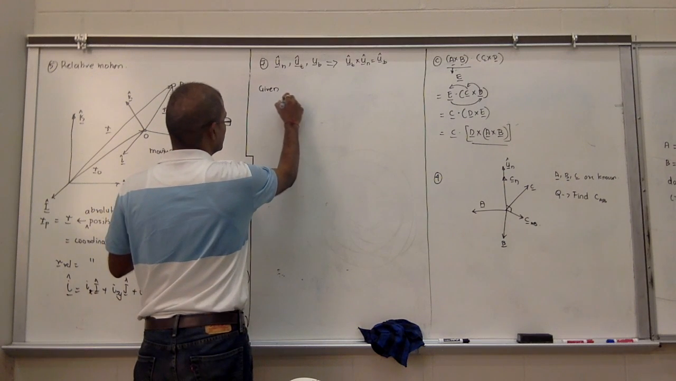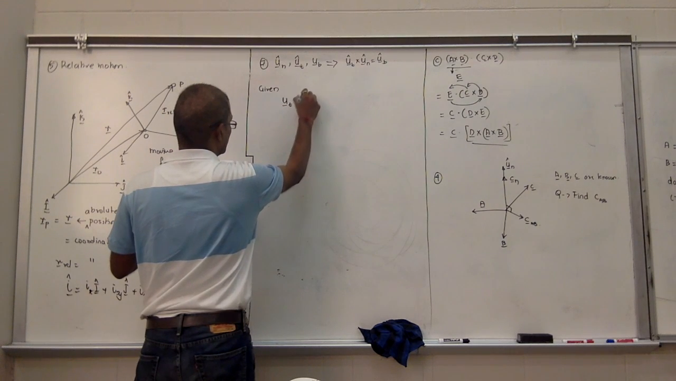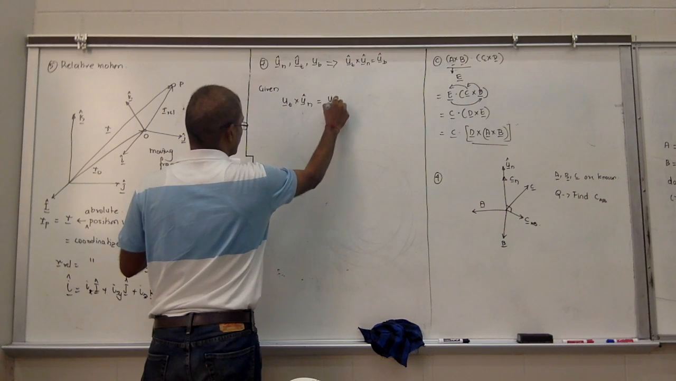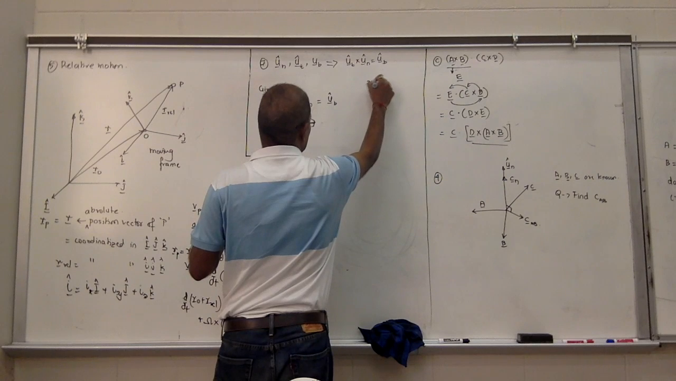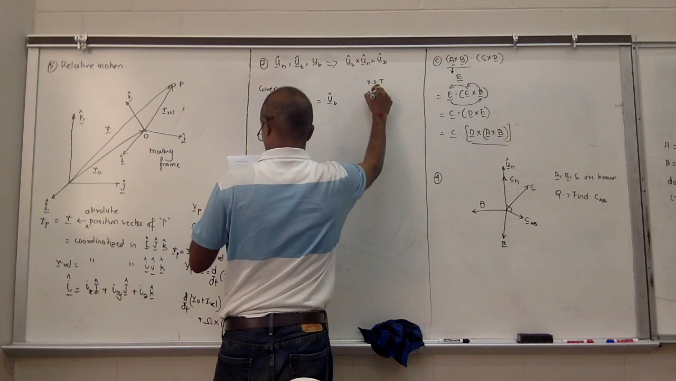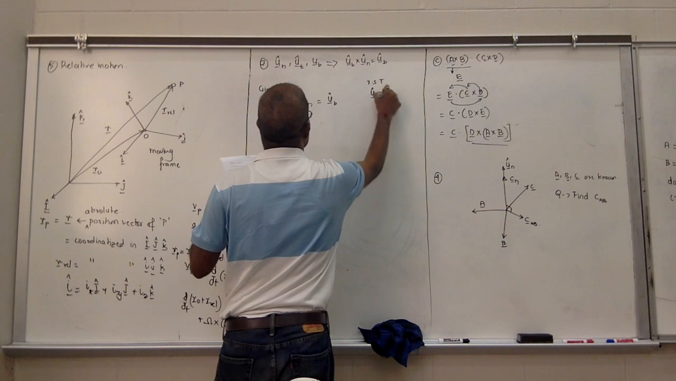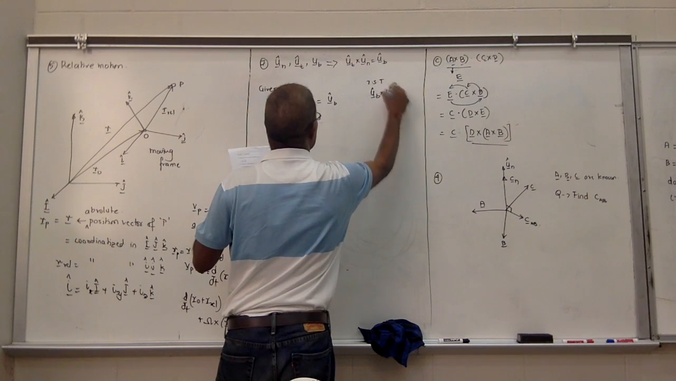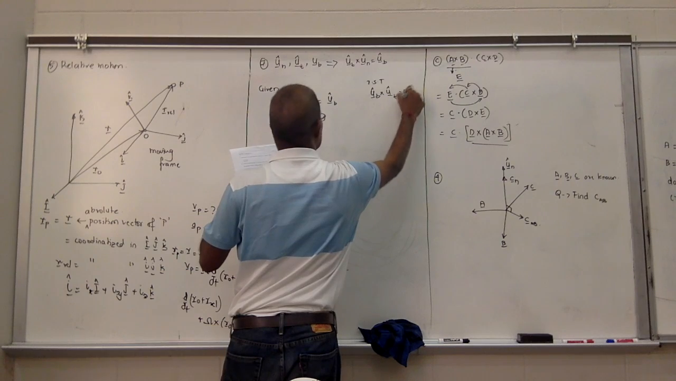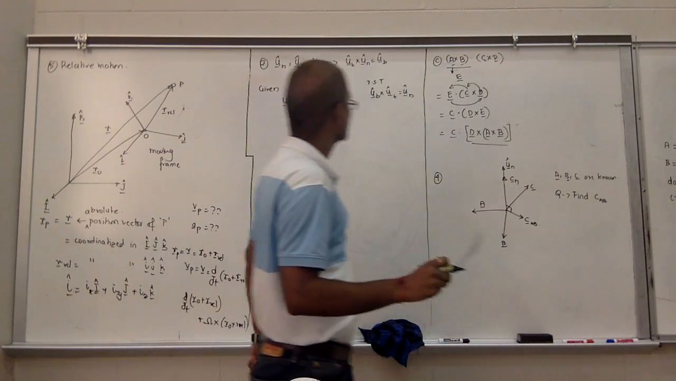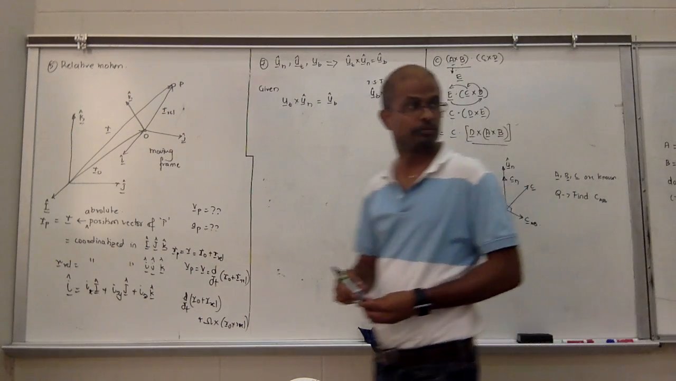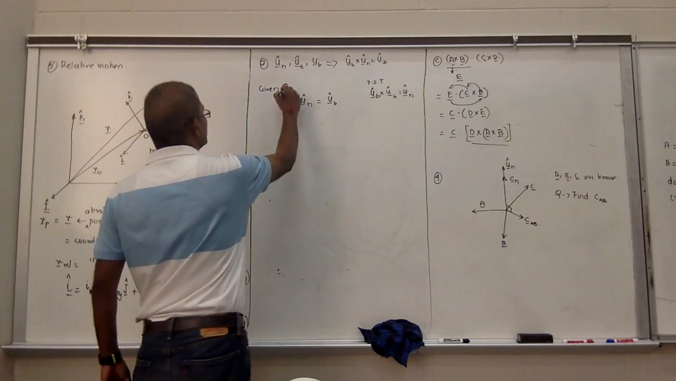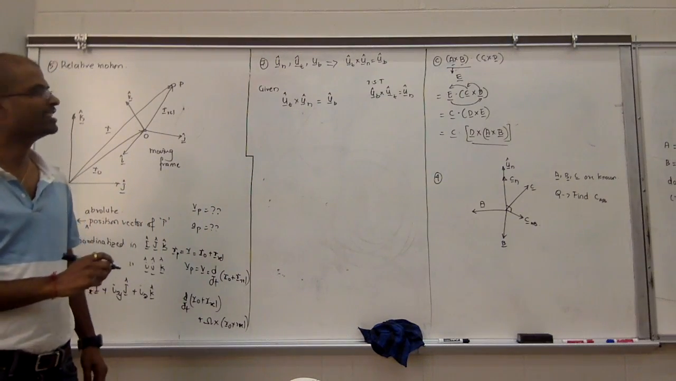You have UT crossed with UN is equal to UB, right? You need to show that UB crossed with UT is equal to UN. Okay? Now just look at this. You forgot the little hat over the UT. So just look at this.